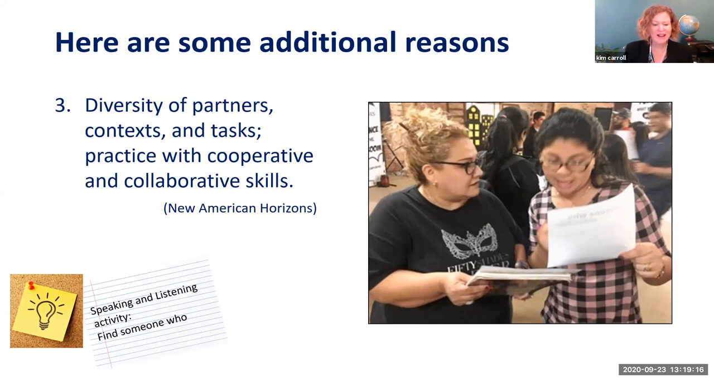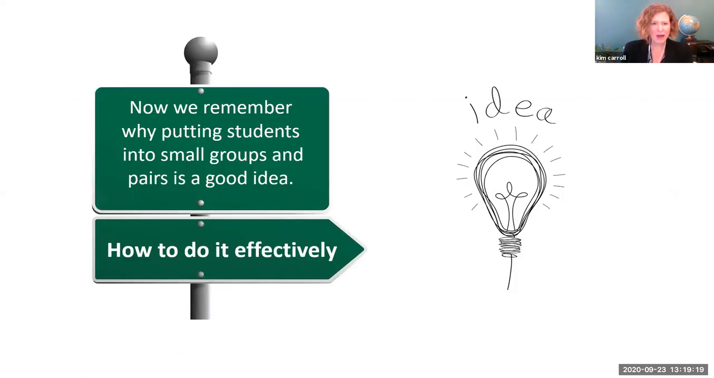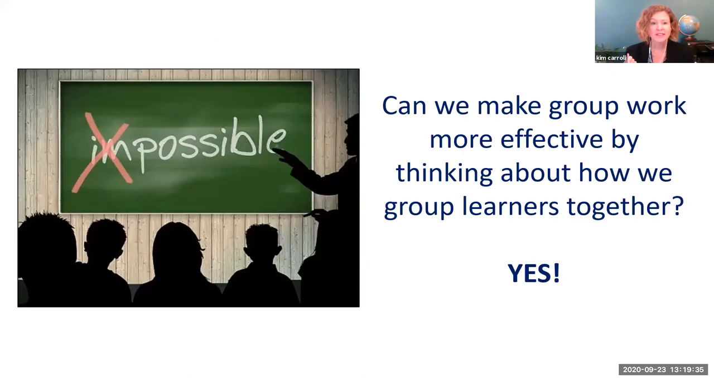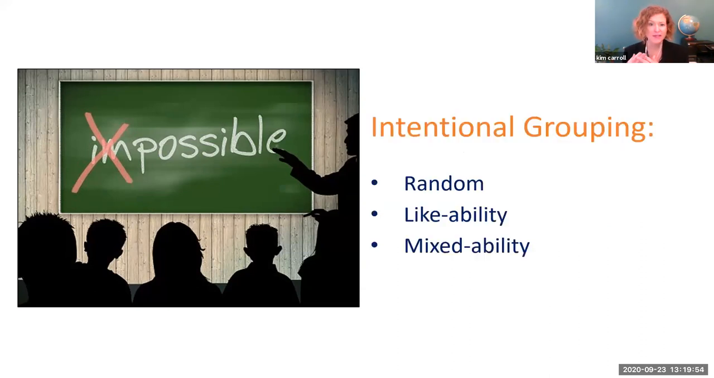All right, so moving on, I want us to think about how to do this effectively. We've just discussed why putting people into small groups and pairs can work. Now let's talk about how to do it a little bit more effectively. Taking a look at the next slide, we can see that, at least I think, it's possible, it's not impossible. Can we make group work more effective by thinking about how we group learners together? Yes. And today we're going to talk about three different ways that we group learners. On the next slide, you'll see the three of them listed out.